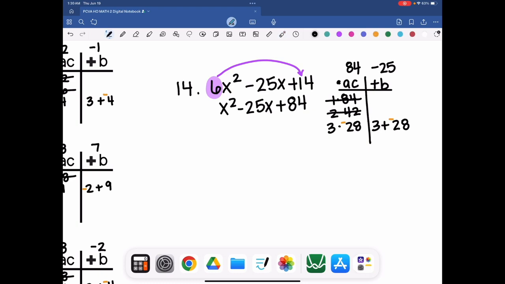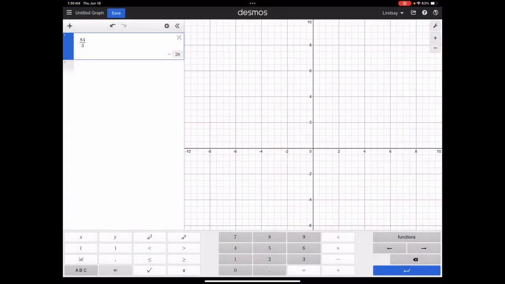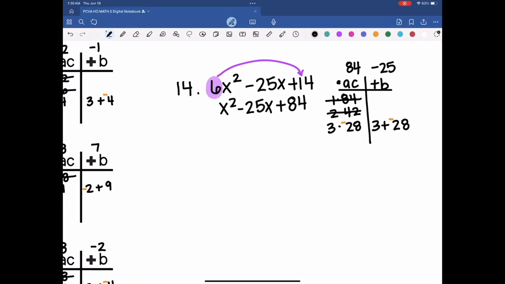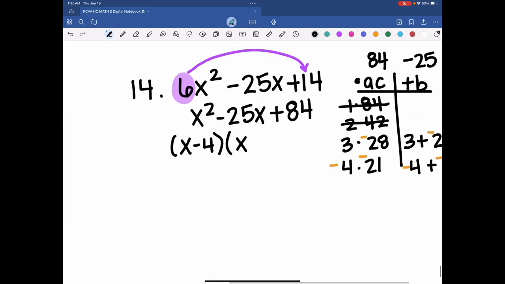All right, so I'm going to go back to Desmos and see what else I can find. So we have 4 and 21. That could work. We've got to check our negatives. This time I need to make the 4 and the 21 negative so that I can add these two together to give me negative 25. Let's check the multiplication. Negative 4 times negative 21 does give me positive 84. So I'm going to write those two: x minus 4, and x minus 21.